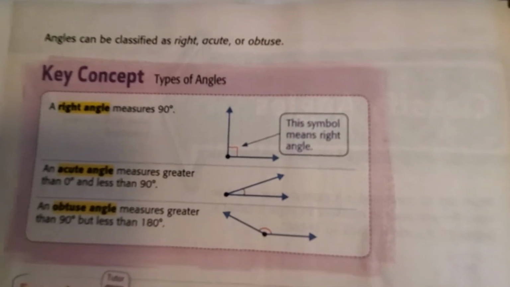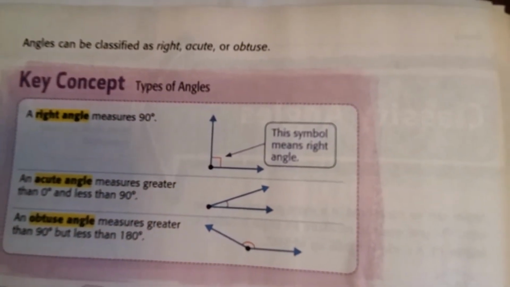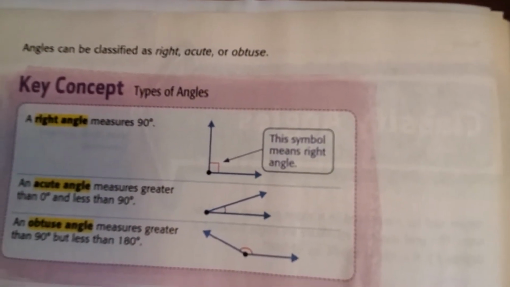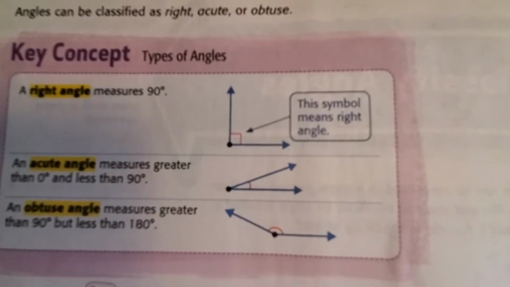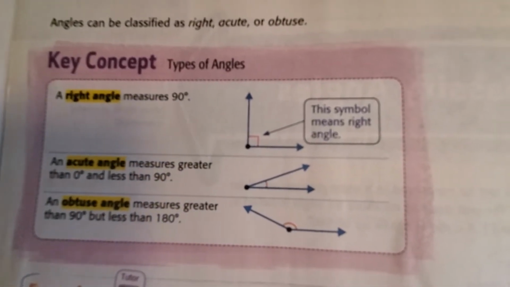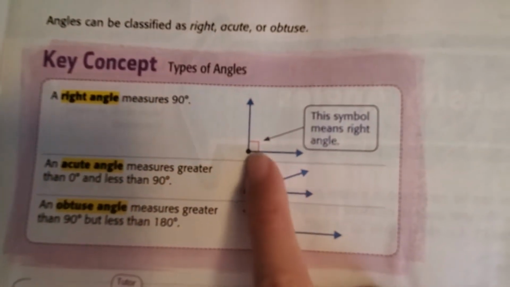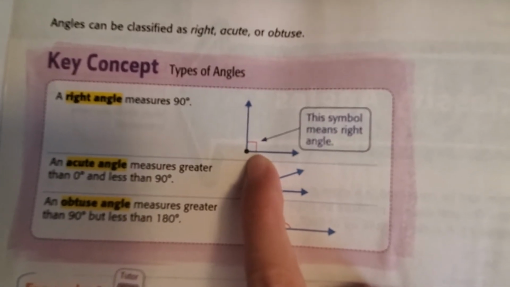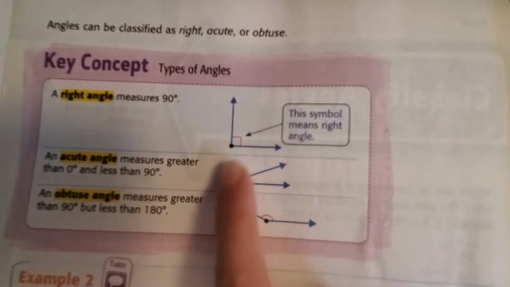All right, so let's look at example 2. Oh, before we do that, let's look at the key concept. Angles can be classified as right, acute, or obtuse. Key concept, types of angles. A right angle measures exactly 90 degrees. This symbol means right angle. So it makes a square corner.